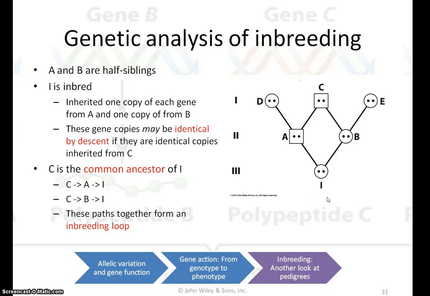Well, first we can calculate a coefficient that allows us to determine what that probability might be. But first we have to find something called an inbreeding loop. That'll become clear in just a moment, but let me explain the inbreeding loop. The inbreeding loop essentially is the path that the genes can take from the common ancestor of the inbred individual to the inbred individual. So this is one inbreeding loop here, and it consists of three individuals. 1, 2, 3.